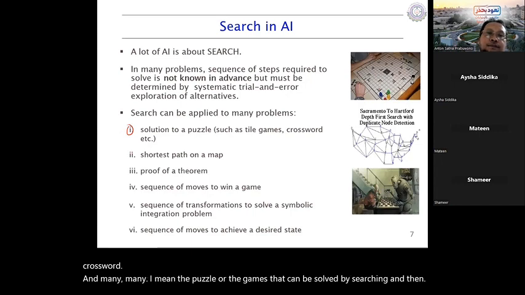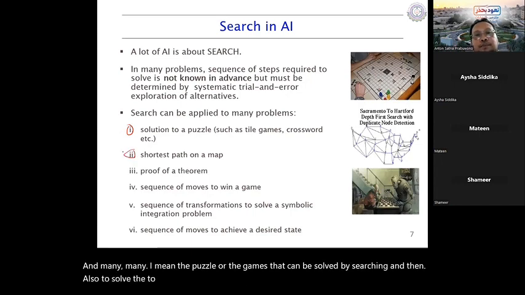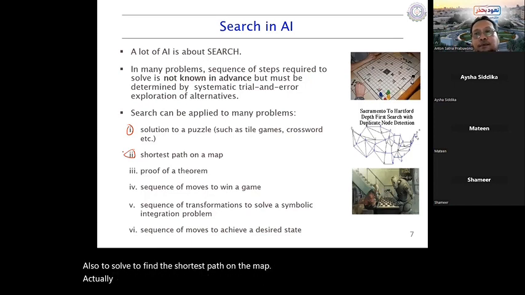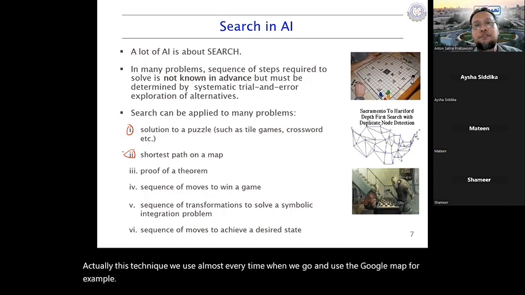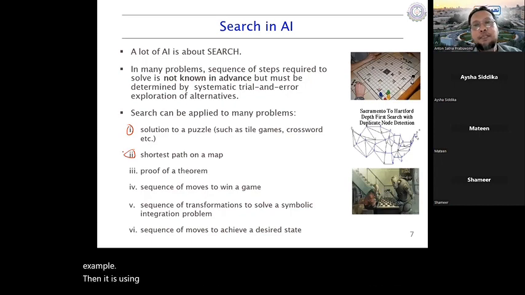Also, to find the shortest path on the map. Actually, this technique we use almost every time when we use Google Map, for example. It is using this search technique in AI. So, finding the shortest path on the map.